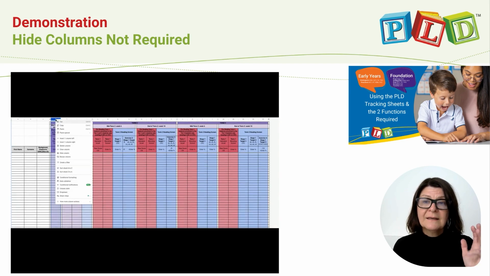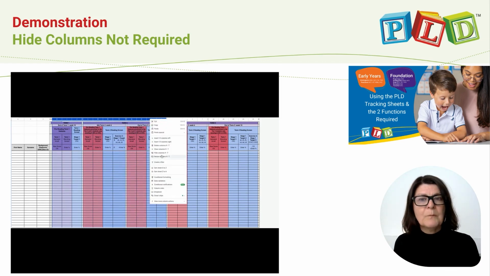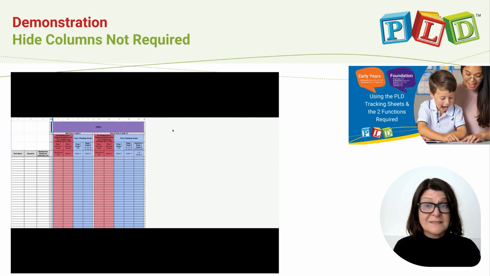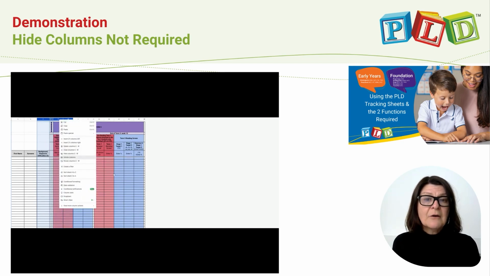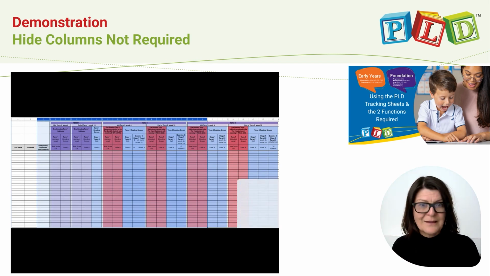So right-click, drop down to hide. Again, an individual, or pulling across and being more efficient and hiding a bulk number of columns. They're still there, but for the moment they're hidden. And so what you've got is just your current term in front of you, and then right-click and unhide, and there they all are.